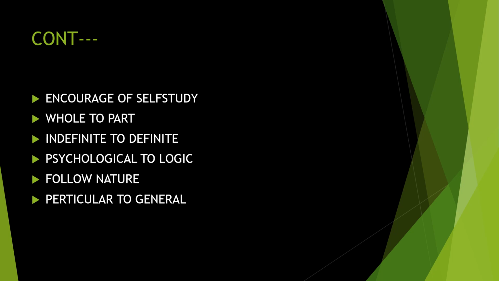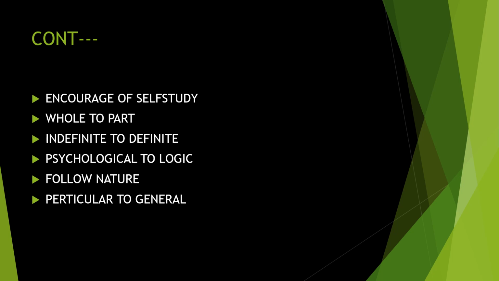Particular to general. Particular to general means first we study a small thing, and from that we start going to study the general thing. Sometimes we study like that also. We study the alphabets, then we study the words, then the sentences, then sentences to the long sentences. So from a particular thing to the general also we are studying. So maxims of teaching included that also.